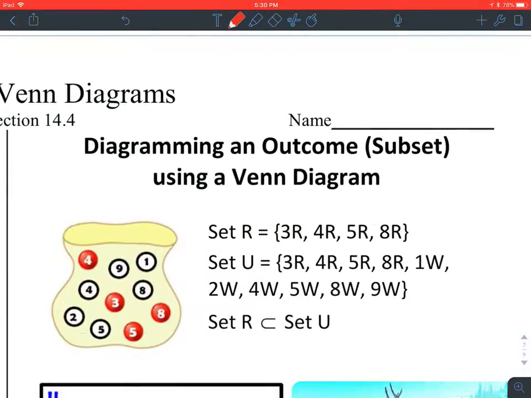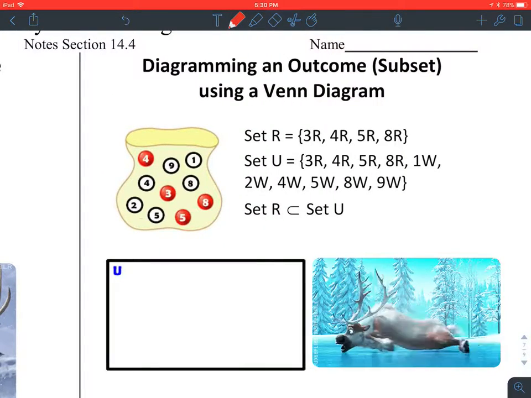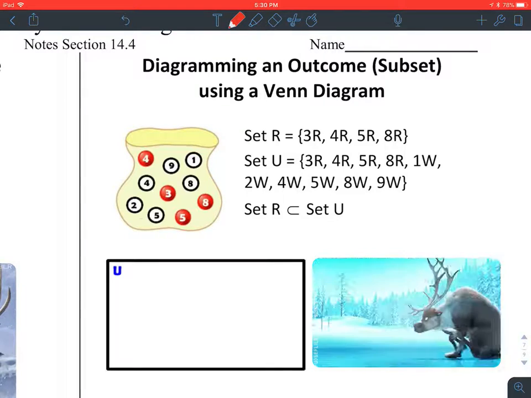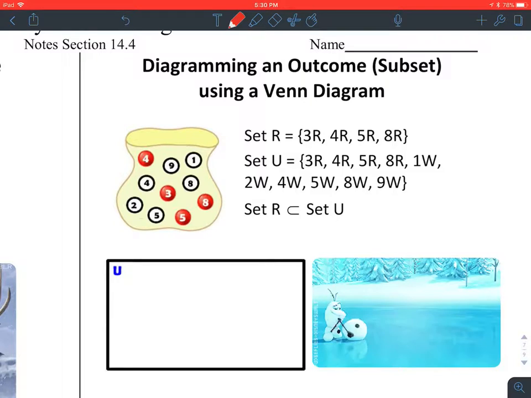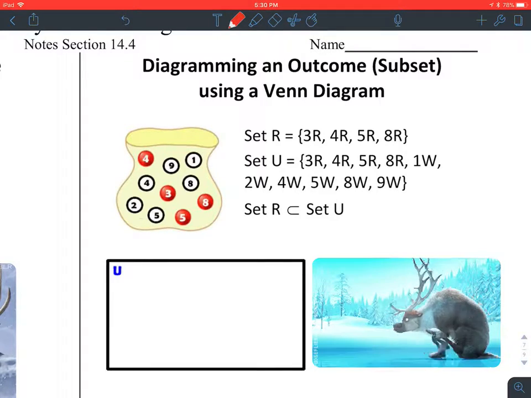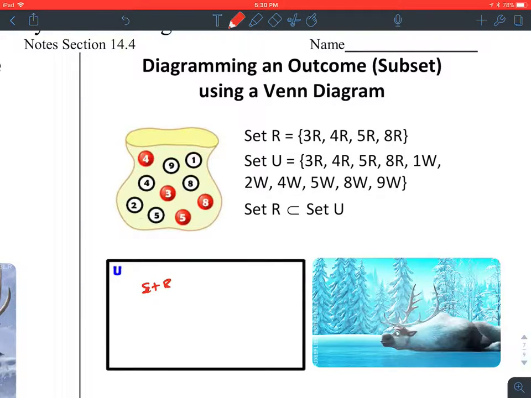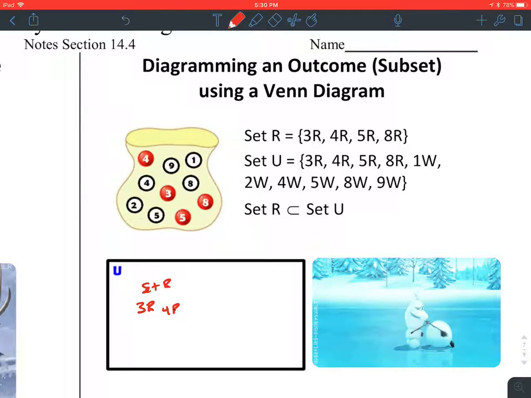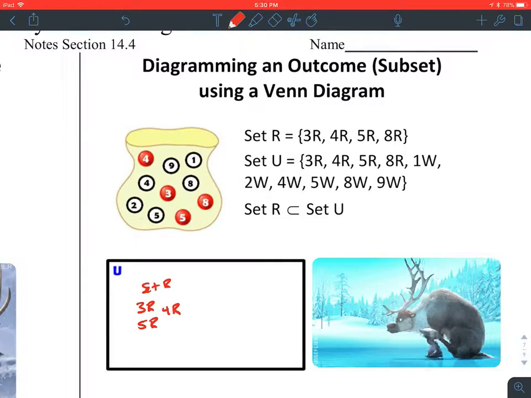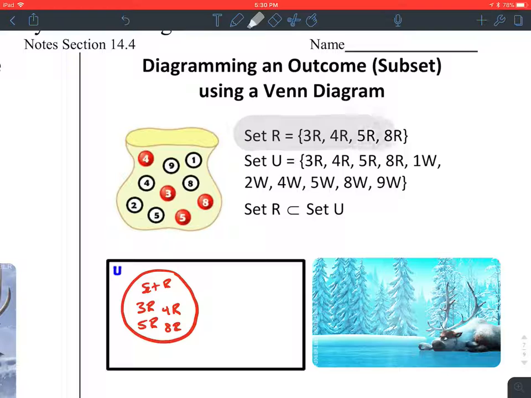Diagramming an outcome using a Venn diagram. Here is our lovely Venn again. We have set R, set U, and we have that R is a subset of U. So I'm going to first draw set R, and I'm going to put in it each of its elements, 3R, 4R, 5R, and 8R. I'm going to group those together. That represents set R.